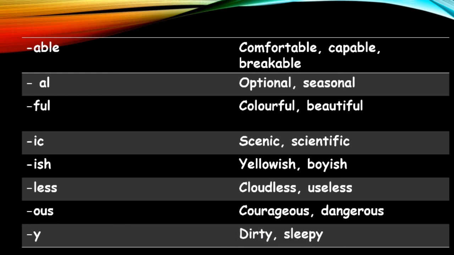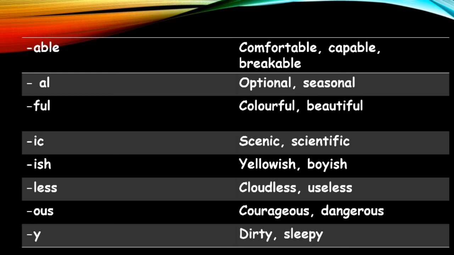Some of them end with ful, colorful, beautiful. Ic, scenic, scientific. Ish, yellowish, boyish. Less, cloudless, useless. Ous, courageous, dangerous. Y, dirty, sleepy. So these are the words which end with these word endings. So looking at these word endings, in word endings के basis पे भी आप find out कर सकते हो कि वो adjectives हैं या नहीं. If we are having these endings, able, al, ful, ic, ish, less, ous, and y, right? So if we are having these endings, then we can have adjectives.